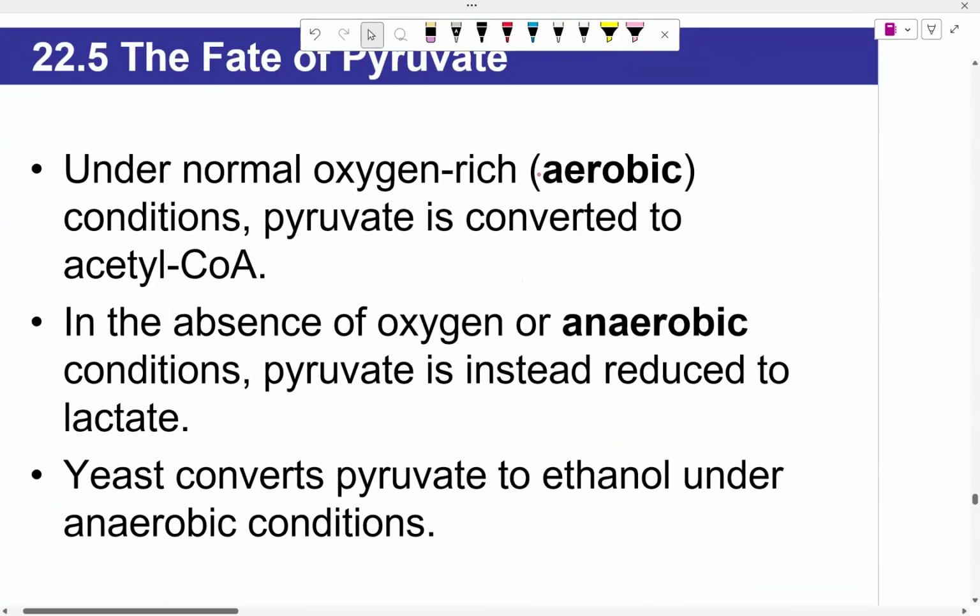Now, an intermediate step between glycolysis and the Krebs cycle is converting pyruvate to acetyl-CoA. So if you can somehow create acetyl-CoA by burning fats, by burning glucose, or burning amino acids, then you can enter the Krebs cycle.